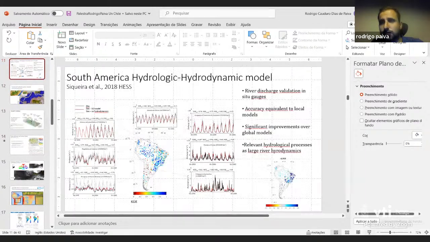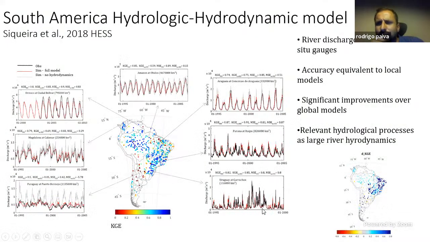In this work from Vinicius Siqueira, we did a very strong effort into building this model. This model was built after years of experience building models in different basins in South America. And the main process that we put a lot of effort into concerns river hydrodynamics. In South America, we have very large basins with large rivers where the transit time of flood waves in the rivers is very important. And this process is typically not accounted for in global models. So we developed this kind of special routing scheme for this region.